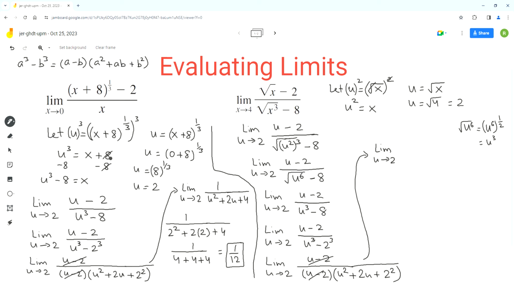Now we can write the expression that's left over. So limit u approaches 2 of 1 over u square plus 2u plus 4. And now we can do the substitution for u. So we get 1 over 2 square plus 2 times 2 plus 4, which is equal to 1 over 4 plus 4 plus 4, which is equal to 1 over 12. So this should be the final answer for the second limit.